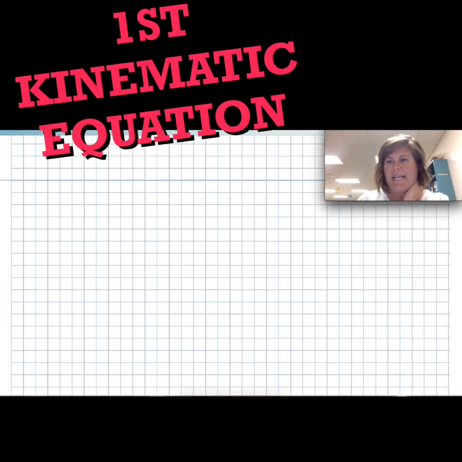Our first kinematic equation that we're going to look at, and this is on a formula chart that you'll all get on the equation sheet, is Vx equals Vx naught plus Ax times t. Now let me explain what this is. The x here represents that we're in the horizontal dimension. These equations only work for single one-dimensional motion.